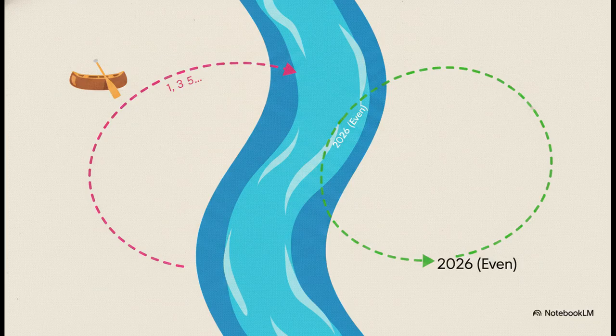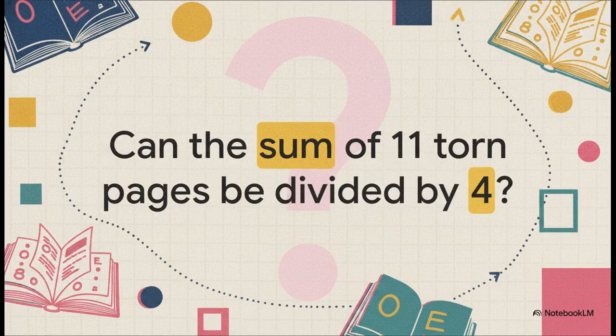No drawing required. Okay, I'm going to leave you with one final provocative puzzle to solve in the comments, using the parity rules we just mastered. Think about the physical anatomy of a regular book. When you tear out a single page, it has a front and a back. One side is an odd number, and the other side is an even number. What happens when you add an odd and an even number together? We know this. You get an odd number. So every single physical page torn out yields an odd sum.